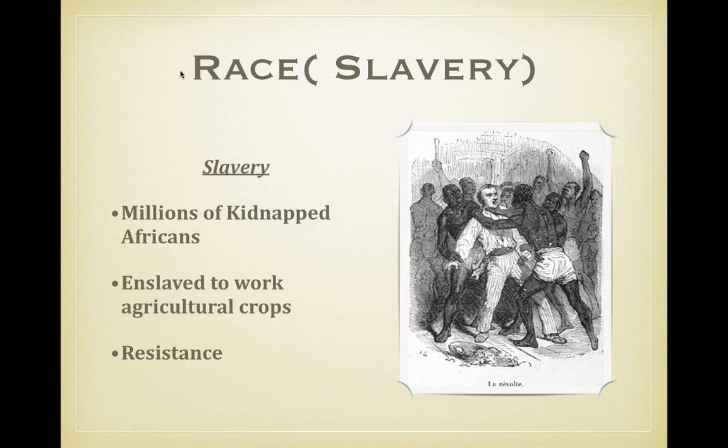As we look at our first primary source, we see a group of captured slaves resisting their captivity by revolting against a slave trader. It is important to note the unity among slaves who are working together to attain their freedom.